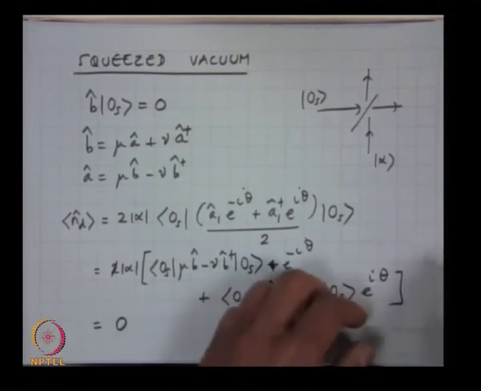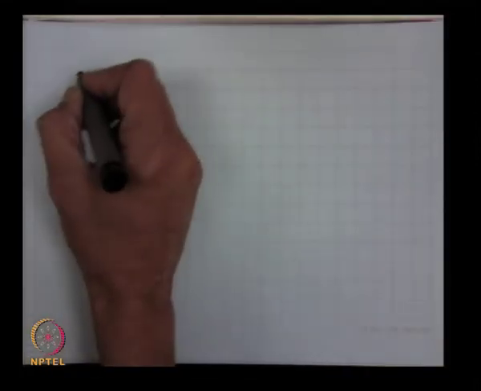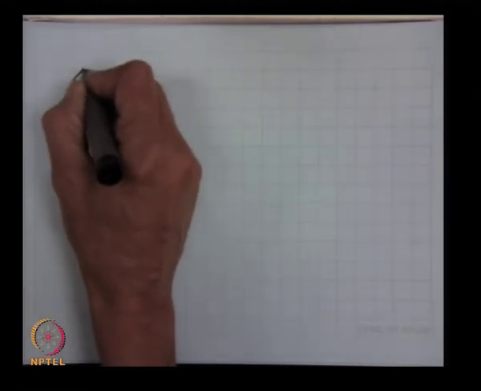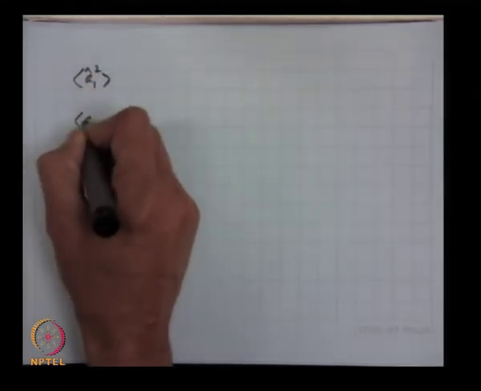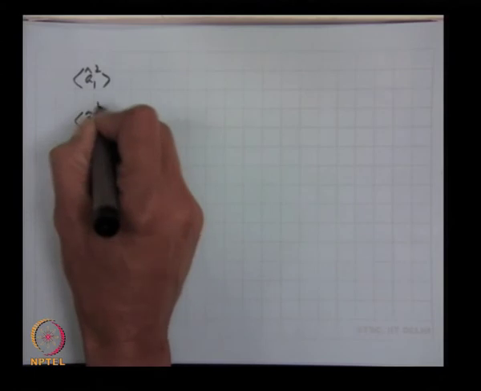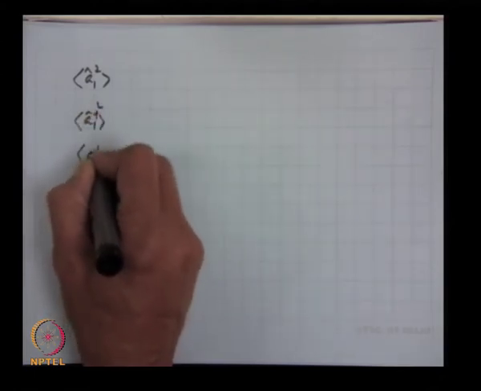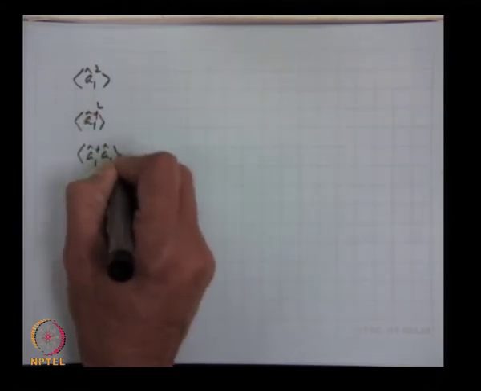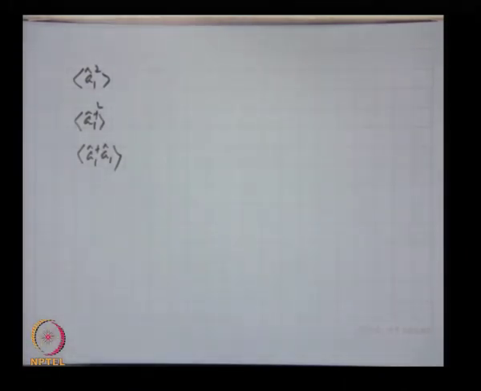And now I need to calculate the expectation value of n_D square, for which I will need the expectation value of a1 square, the expectation value of a1 dagger square, and the expectation value of a1 dagger a1. Now we have done these before, so let me just recall and give you the expressions which we will use here to simplify.